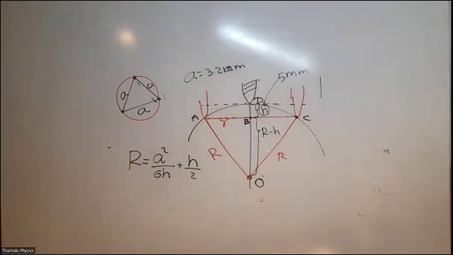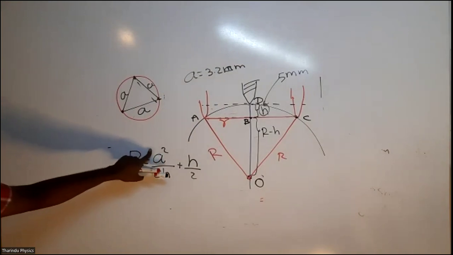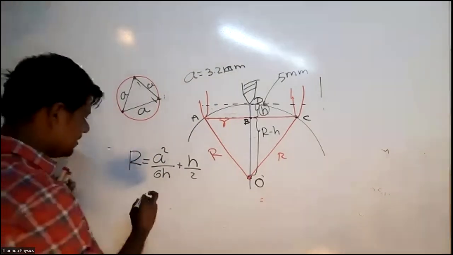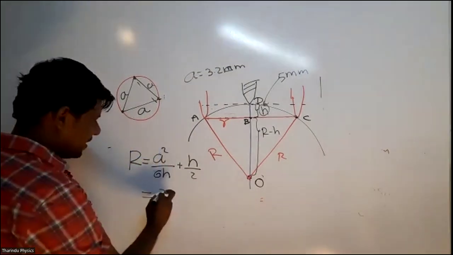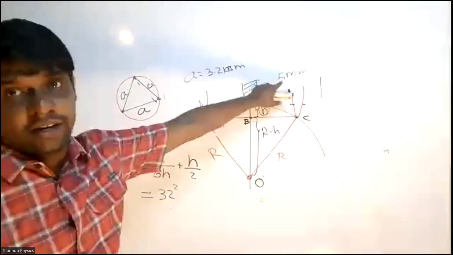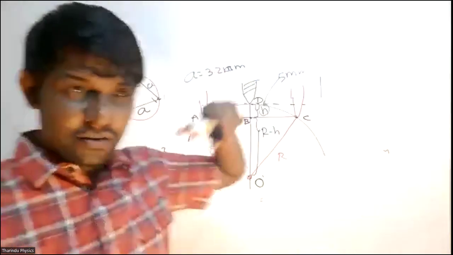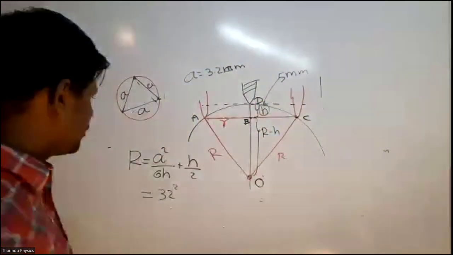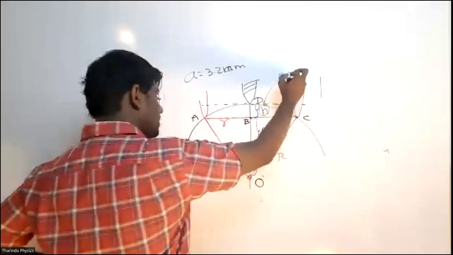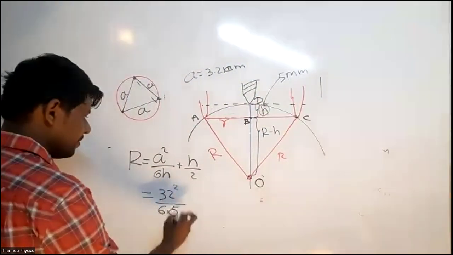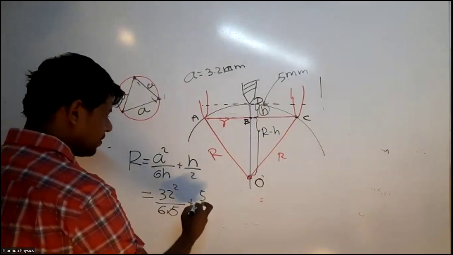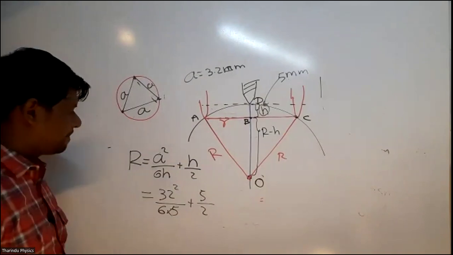Right. Now I am going to apply this value to the equation and calculate the radius. Let's see. 32 squared. Why did I put 32? I want to convert it to millimeters because I can't use two different units in the equation. It is not good. Divide by 6 times the height, which is like 5, plus 5 over 2.